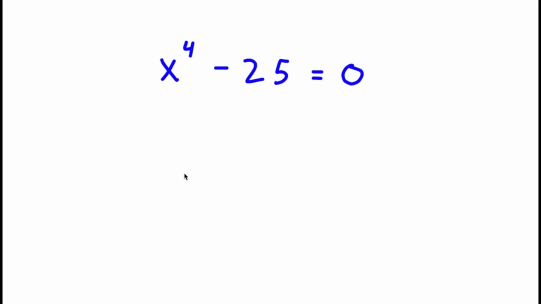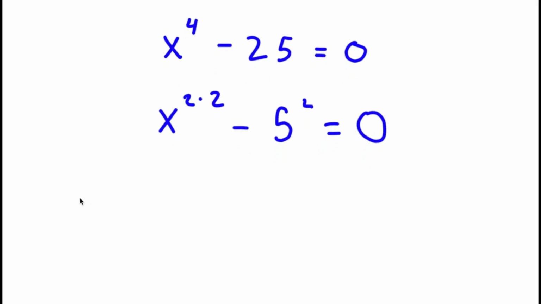Alright, so in this problem, I have x to the power of 4 minus 25 is equal to 0. So now the first thing I'm going to do is I'm going to rewrite x to the power of 4 as x to the power of 2 times 2. So now I have x to the power of 2 times 2 minus 25, I'm going to rewrite as 5 to the power of 2. So I have x to the power of 2 times 2 minus 5 to the power of 2 is equal to 0.